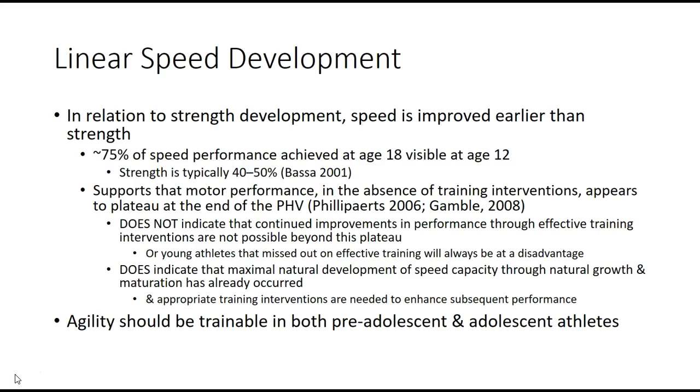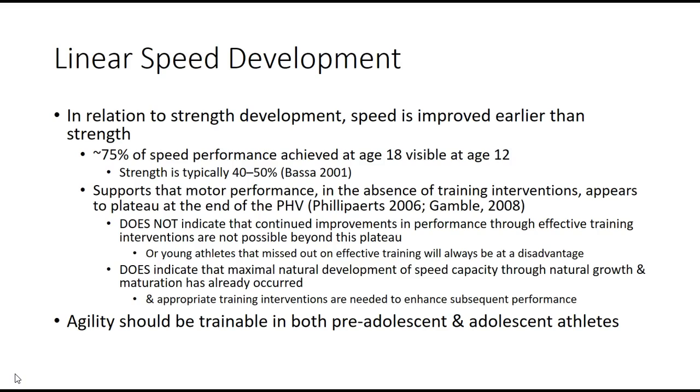In relation to strength development, speed is improved earlier than strength, with approximately 75% of the performance achieved at age 18 visible at age 12, whereas strength is typically 40 to 50%. So this supports the idea that scores in motor performance, in the absence of training interventions, appear to plateau at the end of peak height velocity.